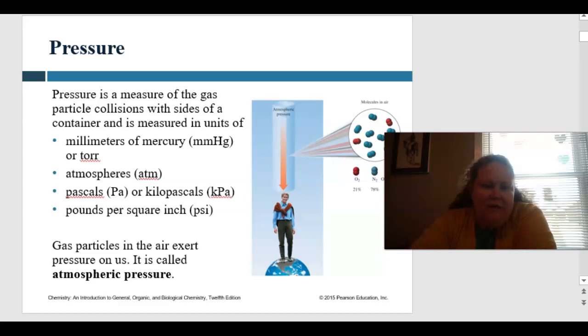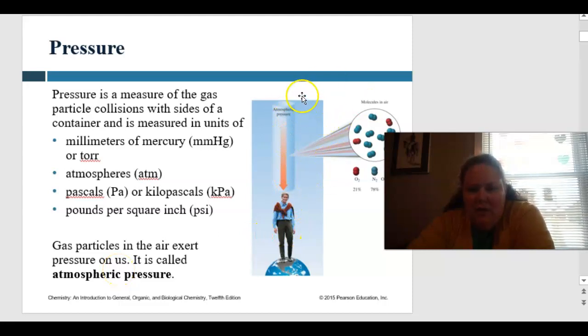The pressure is a measure of the gas particle collisions with the side of the container. It's measured in units of millimeters of mercury or torr. Also, it could be measured in atmospheres, pascals, kilopascals, or pounds per square inch. The gas particles in the air exert pressure on us, and that's called atmospheric pressure.